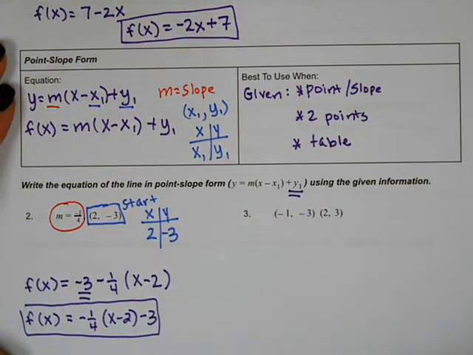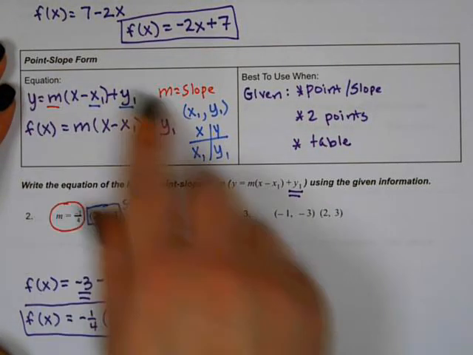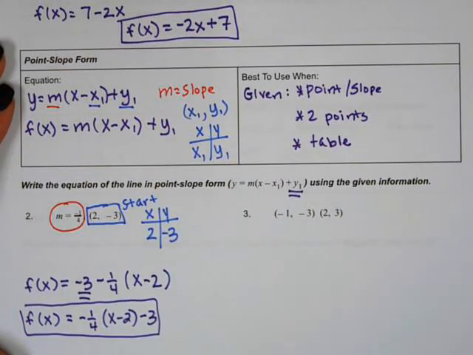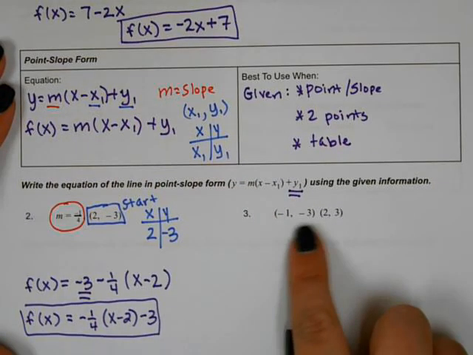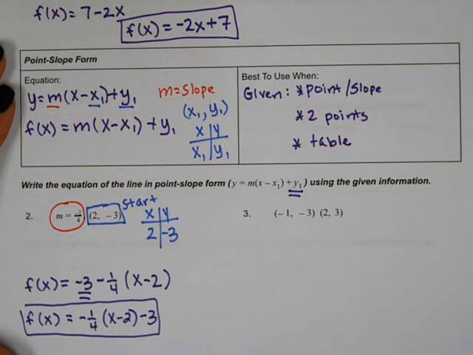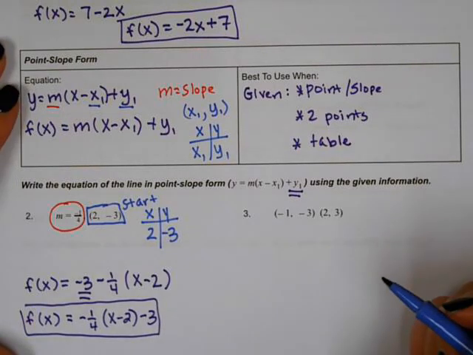And the two things that we need in order to write point-slope form are a slope and a point, hence the name, right? So if we look at number 3 right now, we're given two different points, so it doesn't matter which one we pick. But the problem is that we're not actually given a starting value. Or I'm sorry, we're not actually given a slope.